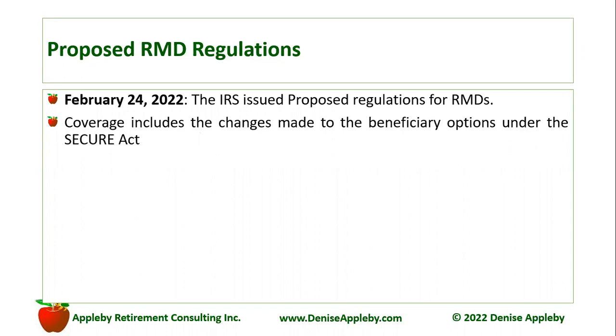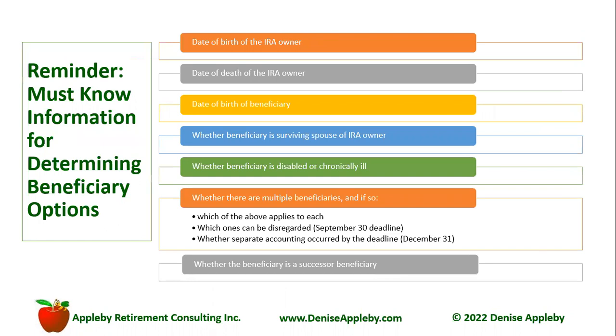Remember that proposed regulations on the new RMD regulations as provided under the Secure Act were published on February 24th. They have not yet been finalized, but for now, those are what we have to operate under, right? And one of the big changes that came out of those proposed regulations was if a designated beneficiary inherited an IRA from someone who died on or after the required beginning date, then they have to take annual RMDs. And all along we thought that was not the case.